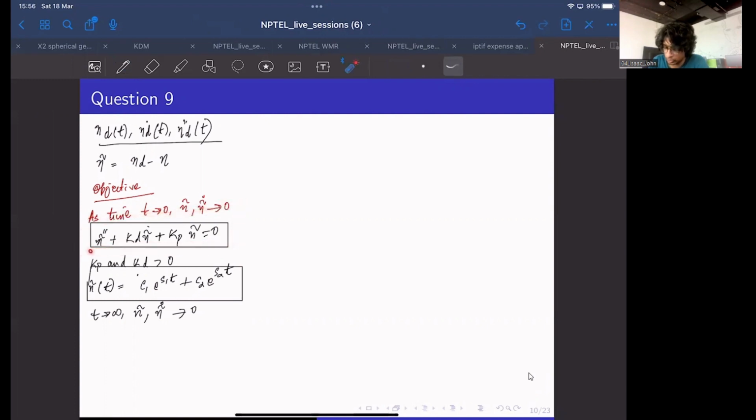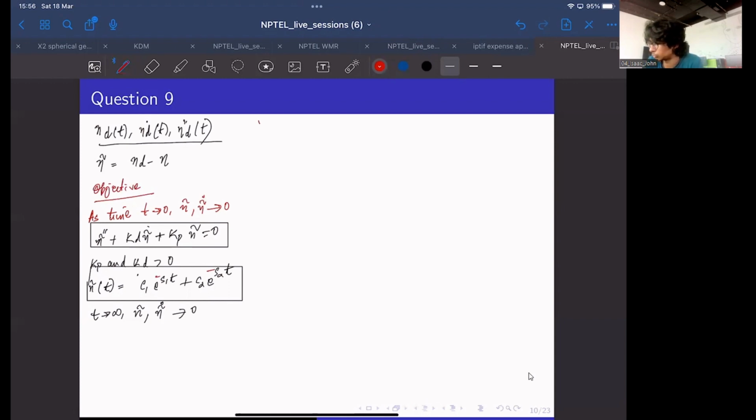And based on how we choose KP and KD, the solution would look something like this. And mind, don't be fooled by the coefficients S1 and S2. If we choose KP and KD greater than 0, S1 and S2 would turn out to be negative. There will be a negative term in the exponents, so as time tends to infinity, this entire eta tilde of t would tend to 0.